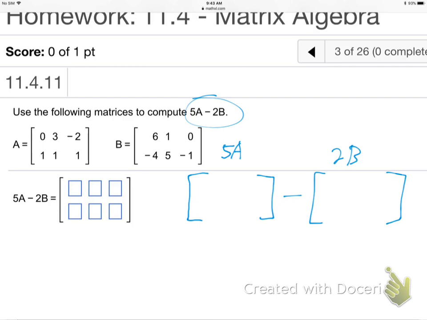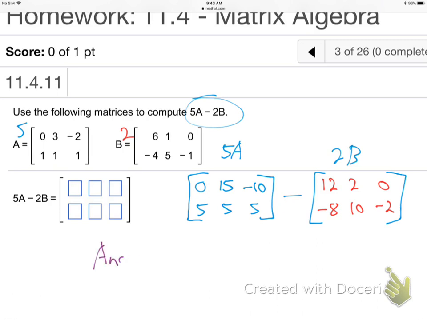All right, you're doing okay. So 5 times A. So I'm going to go 5 times this matrix, be 0, 15, -10. And then the other matrix is 2 times B, huh? So it'd be 12, 2, 0, -8, 10, -2. And then we have to subtract them.